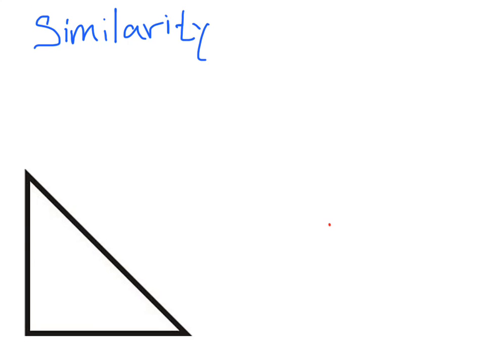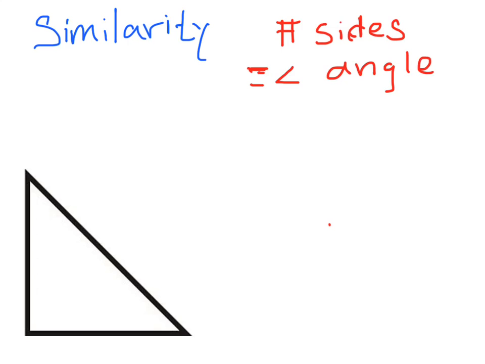Hi, everybody. Let's talk a little bit about similarity. In your notebook, you have some definitions of similarity. You know that if two figures have the same number of sides, then that is one of the criteria, same number of sides, right? If they have equal angles, that's the symbol for angles, then we know that that's another criteria for two figures to be similar.